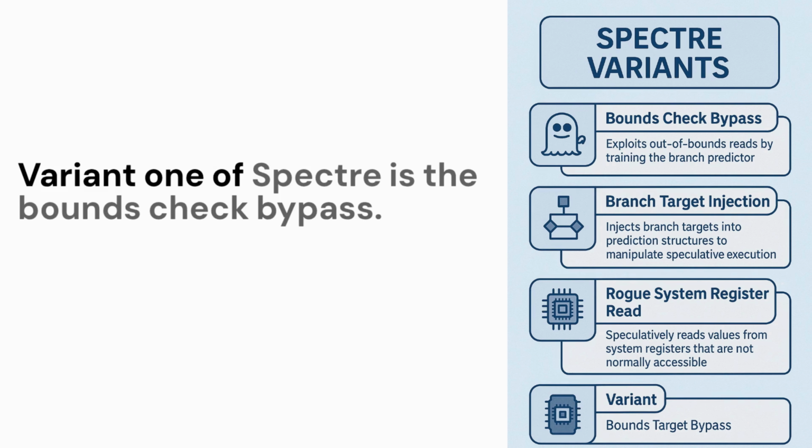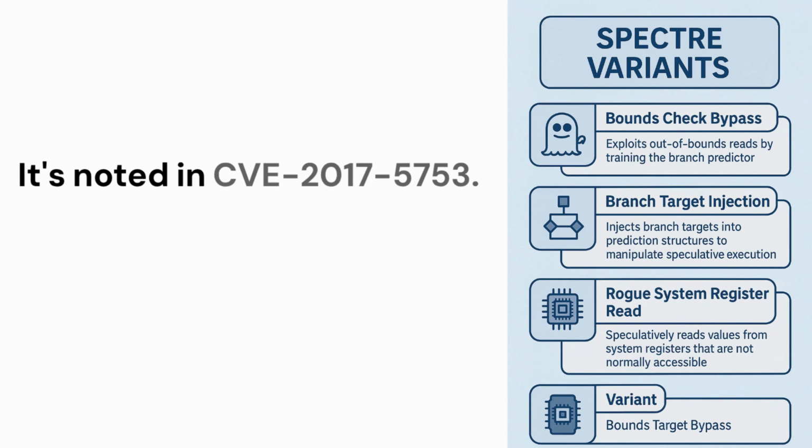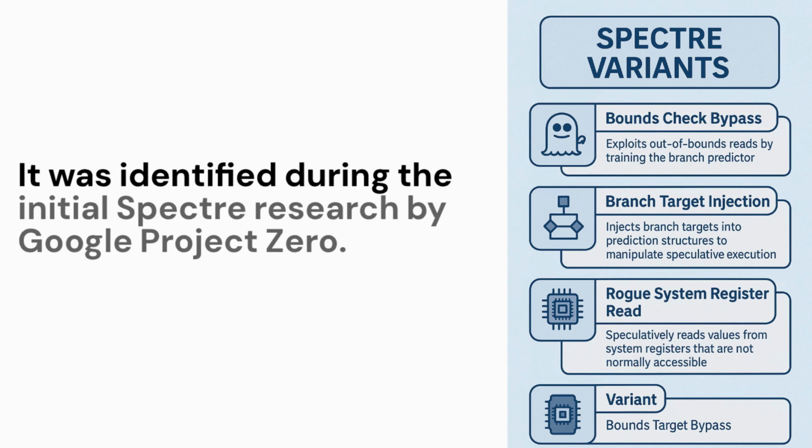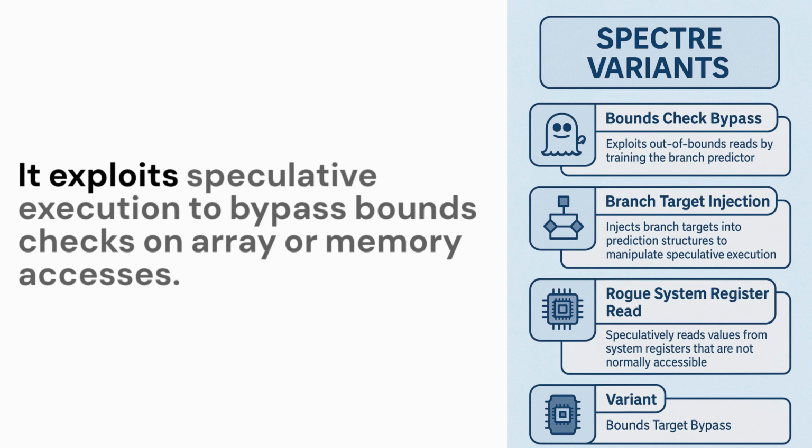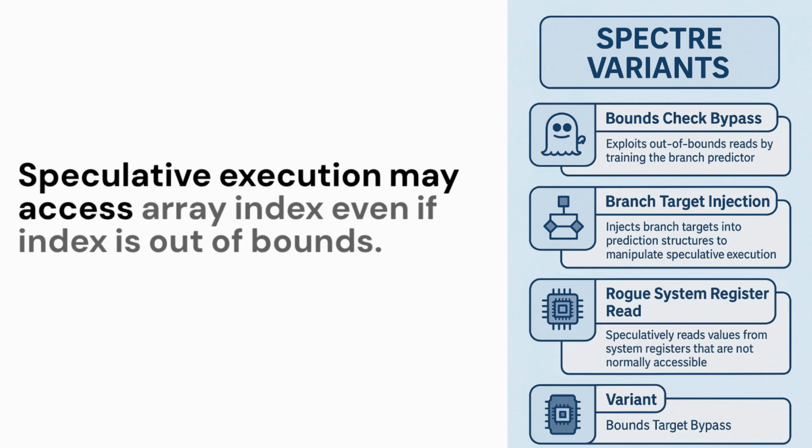Variant 1 of Spectre is the bounds check bypass. It's noted in CVE-2017-5753. It was identified during the initial Spectre research by Google Project Zero. It exploits speculative execution to bypass bounds checks on array or memory accesses. Speculative execution may access an array index even if the index is out of bounds.